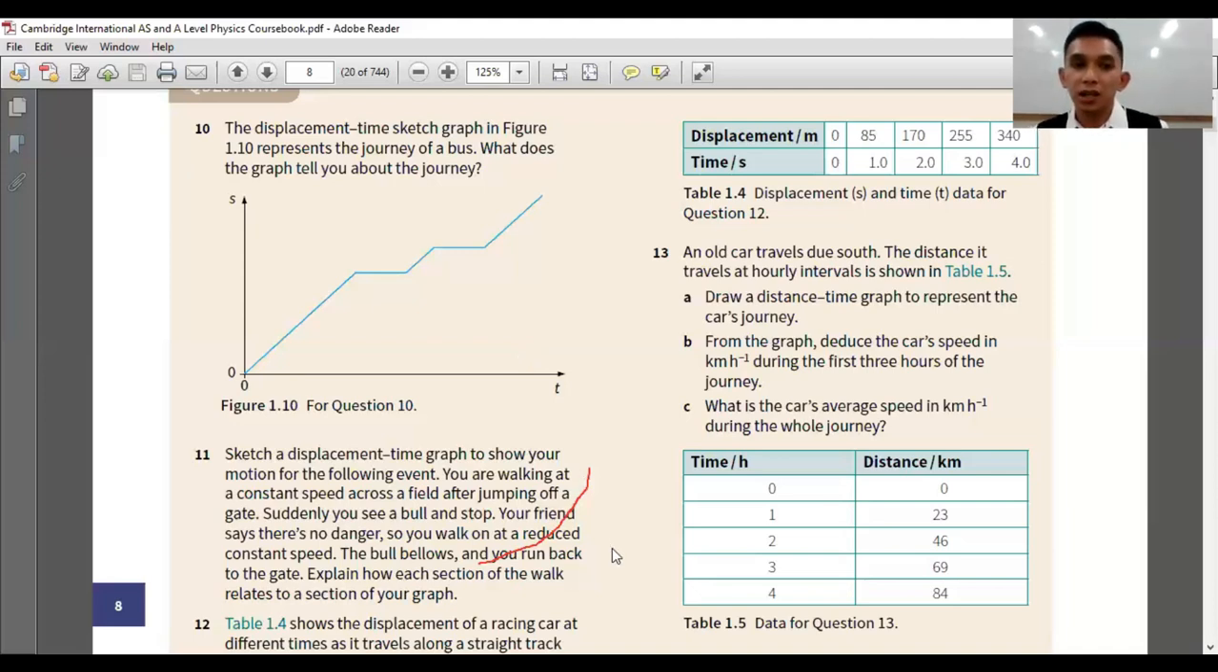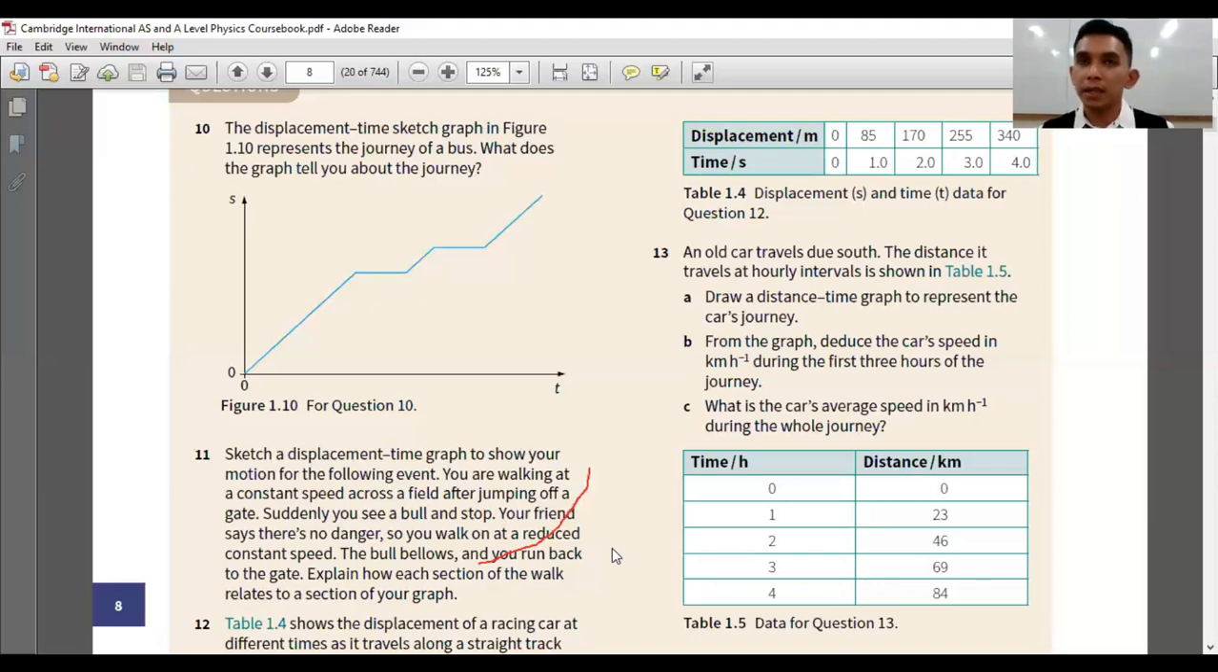Number 11, sketch a displacement time graph to show your motion for the following event. You are walking at a constant speed across a field after jumping off a gate. Okay, it means how are you going to describe your motion in a displacement time graph? And then suddenly you see a bull and stop after walking with constant speed. Your friend says there is no danger, so you walk on at a reduced constant speed.